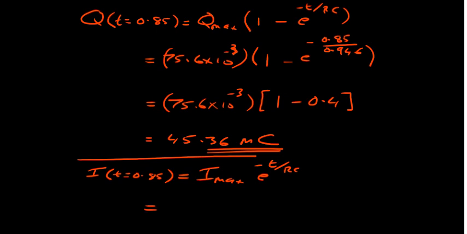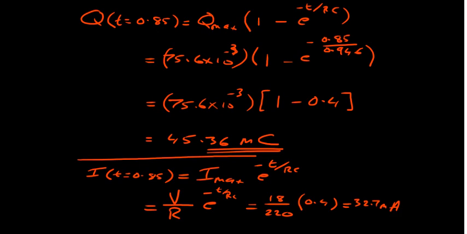Now, how do we calculate the maximum current? It's the voltage across the battery divided by the resistor. Now, you just need to do the replacement, just plug in the values. Here it is 18 over 220, and when you do the exponential, it will give you 0.4, and all this will give you 32.7 milliampere. All right, so that's how much current at that moment.